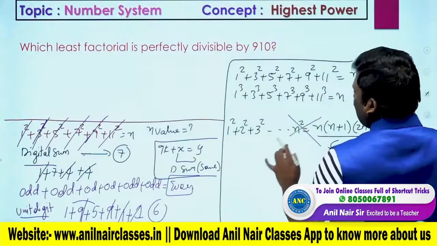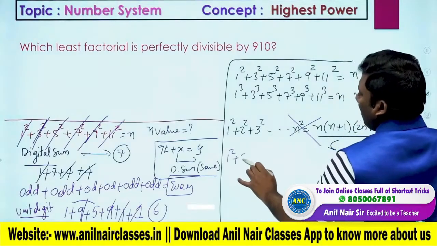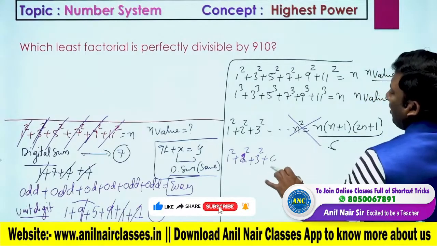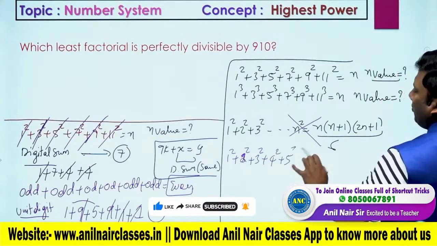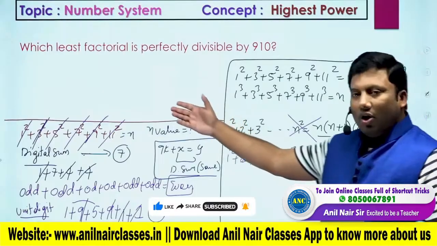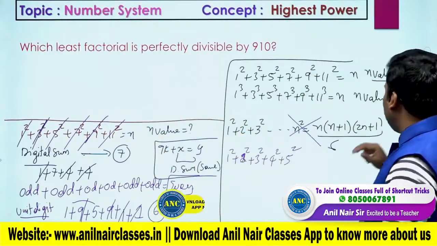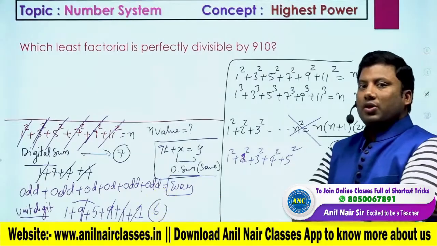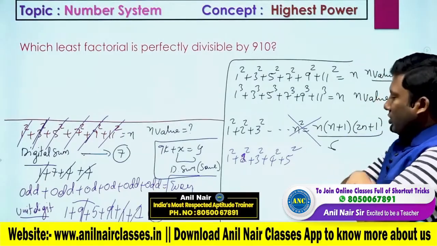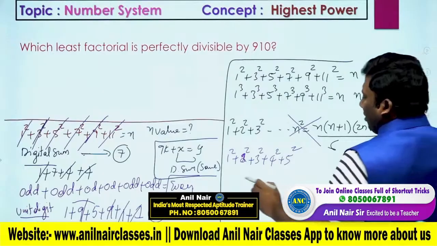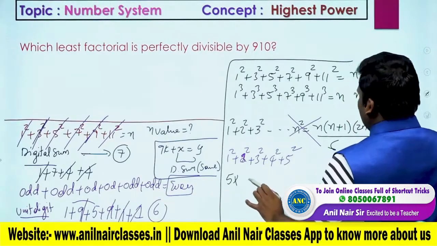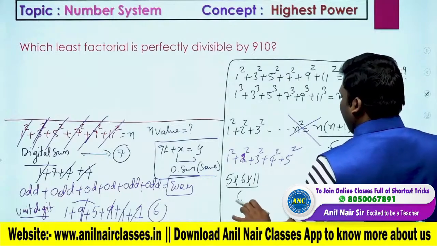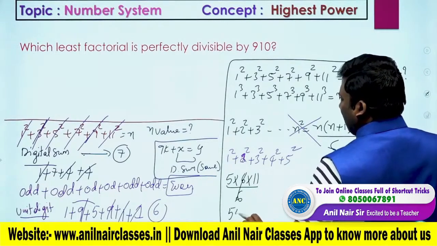Let me do it with a simple example. 1 square plus 2 square plus 3 square plus 4 square plus 5 square. Let me see if all the answer options match with the formula we already know. If I use this formula, n into n plus 1 into 2n plus 1 divided by 6, the answer is 55.